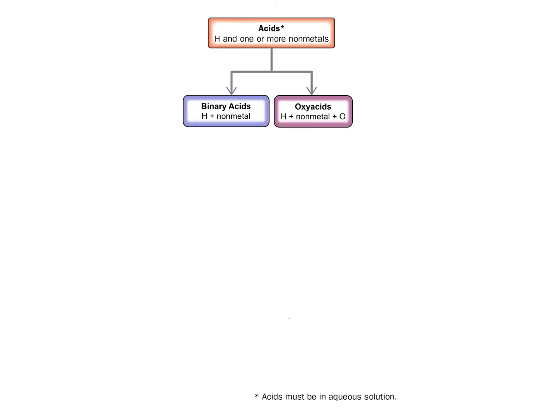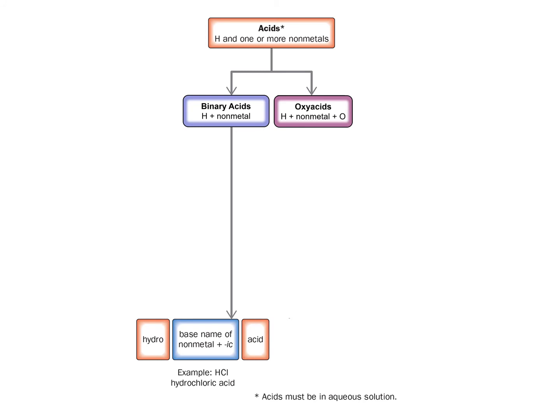I think it's time for a flow chart. So how do we go about naming these acids? Well, first of all, you have to determine whether it's a binary acid or an oxyacid. If it's binary, it's pretty straightforward. You give it the hydro beginning and the acid end, and you take the nonmetal and add ic to it, and you put it all together.